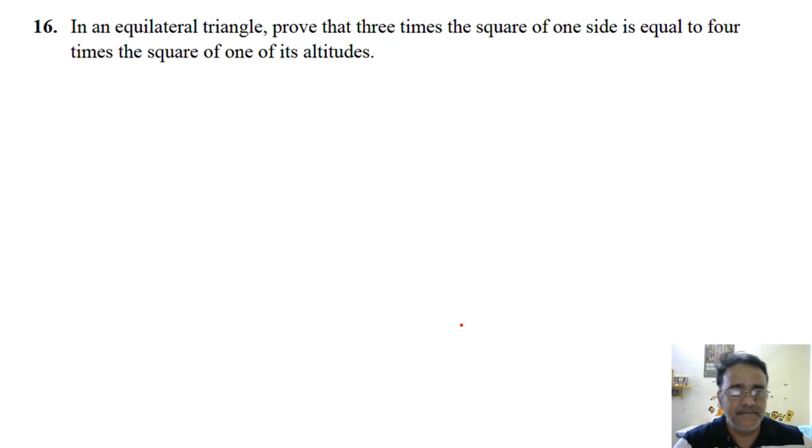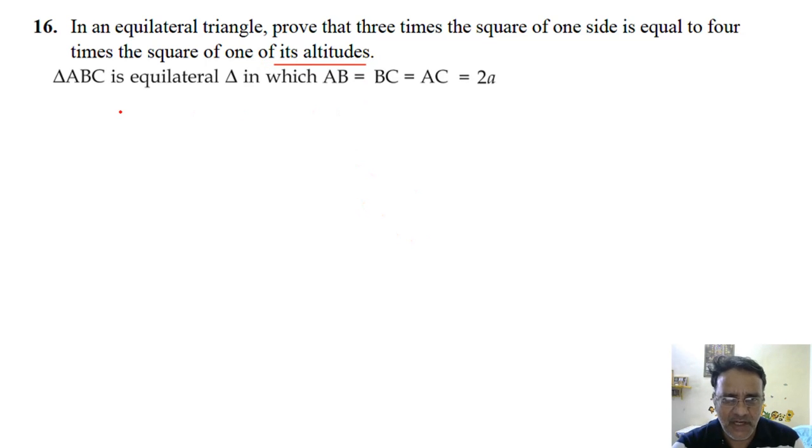Question number 16. In an equilateral triangle, prove that 3 times the square of one side is equal to 4 times the square of one of its altitudes. Okay, so I'm going to take AB is equals to BC is equals to AC is equals to 2A.